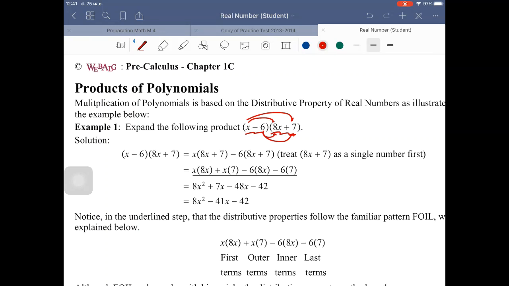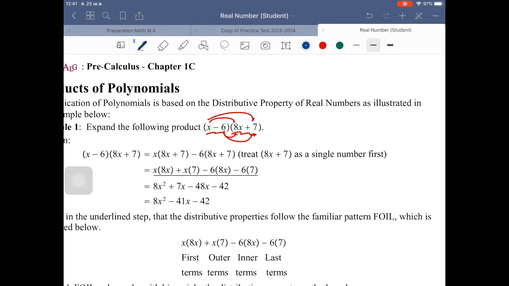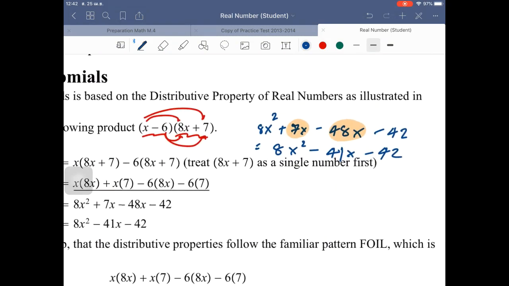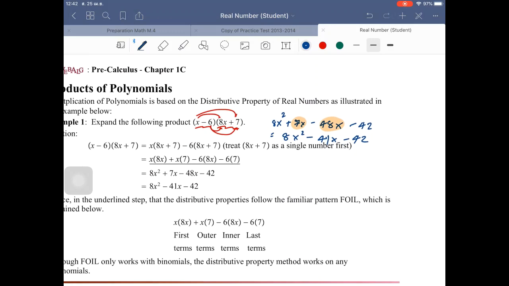Okay, then what do you get? Let's say x multiplied by 8x, you get 8x squared plus 7x minus 48x minus 46, and then you simply do addition and subtraction of polynomials. We just finished the last topics. Find the like terms. We have two like terms here. Then you simplify. What do you get? That's it. Oh, sorry, 41. Very easy.